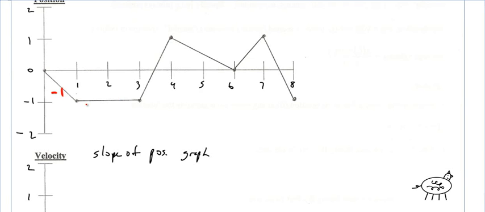And then, of course, the slope here from 1 to 3, the slope is 0. And the slope from 3 to 4, it's up 2 over 1, so the slope is 2. And then from 4 to 6, the slope is down 1 over 2, so it's -1/2. And then the slope is up 1 right here. And then the slope is down 2 over 1, or -2. All right, so let's fill that in.